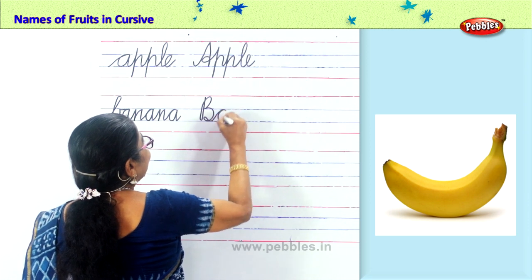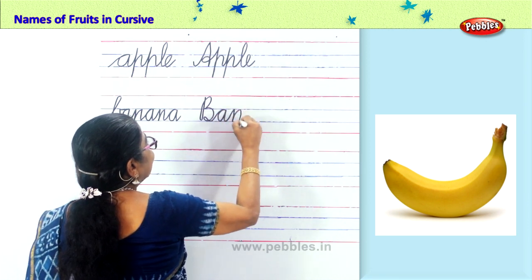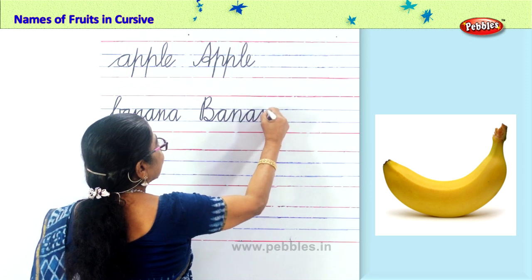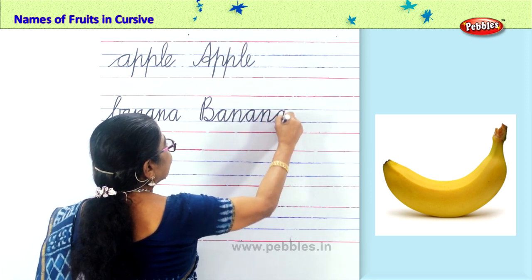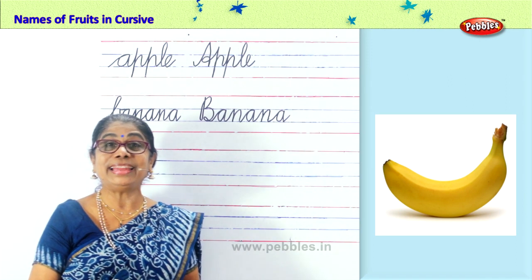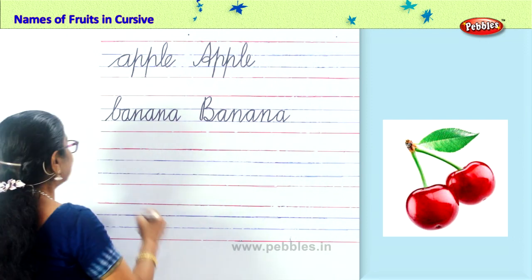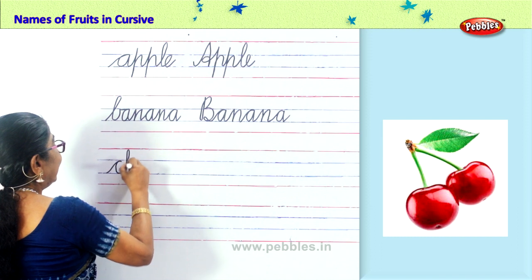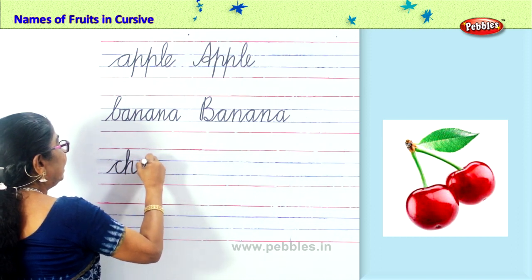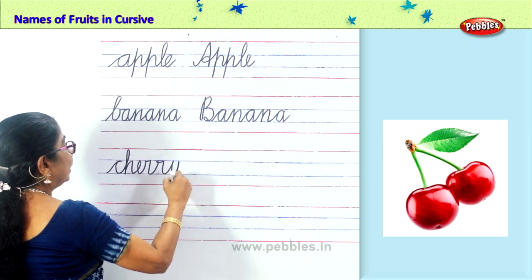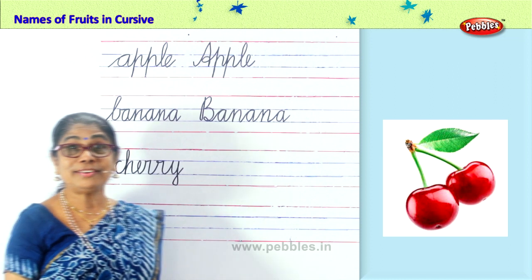B, A, N, A, N, A. Banana. Next, let's write cherry. Small c, okay? C, H, E, R, R, Y. Cherry. You like a bunch of cherries?